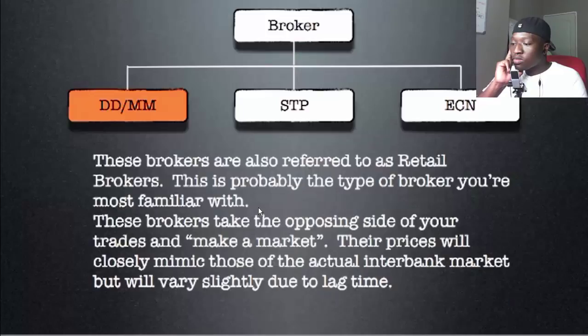Now, the first topic that we want to cover today, or the first type of broker that we want to cover today, are deal desk or market making brokers. These brokers are referred to as retail brokers, and this is probably the type of broker that you're most familiar with. These brokers take the opposing side of your trade and quote-unquote make a market. Their price will closely mimic those of the actual interbank market, but will vary slightly due to lag time.